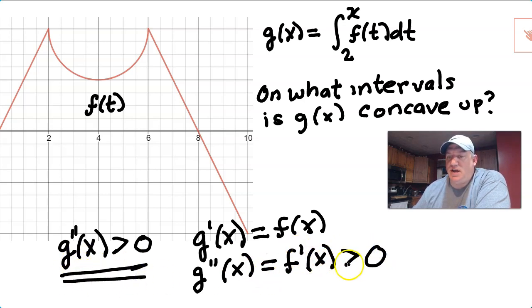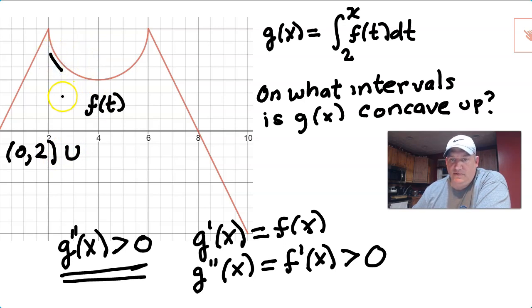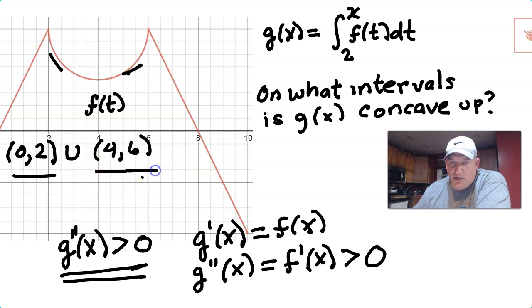So when is f prime greater than 0? So when are the slopes of f positive? My slopes of f are positive between 0 and 2, and we're unioning that with, and then my slopes here are going to be negative, and here they're going to be positive. So then we also have between 4 and 6. And then between 6 and 10, the graph is concave down. So on what intervals is g of x concave up? Well, between 0 and 2, union with 4 and 6.